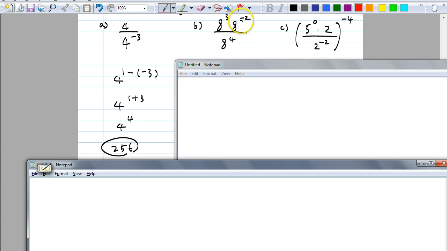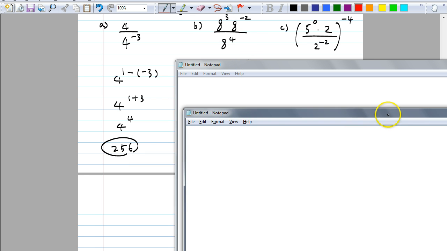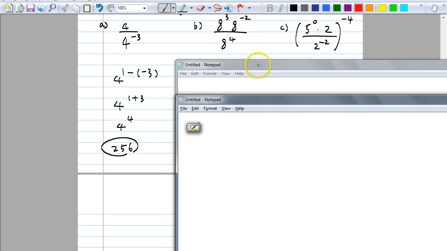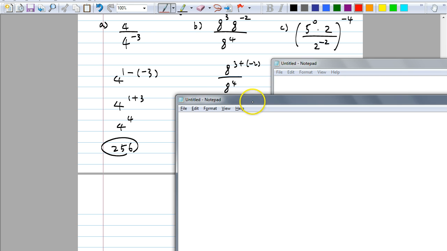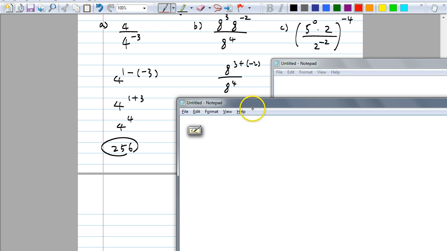8 to the 3rd times 8 to the negative 2. What do we do with the exponents for the numerator? You add them. Don't you get then, Elizabeth, what did you get on this one? On the numerator, 8 to the 3rd plus negative 2, that's 8 to the? Good, over 8 to the?